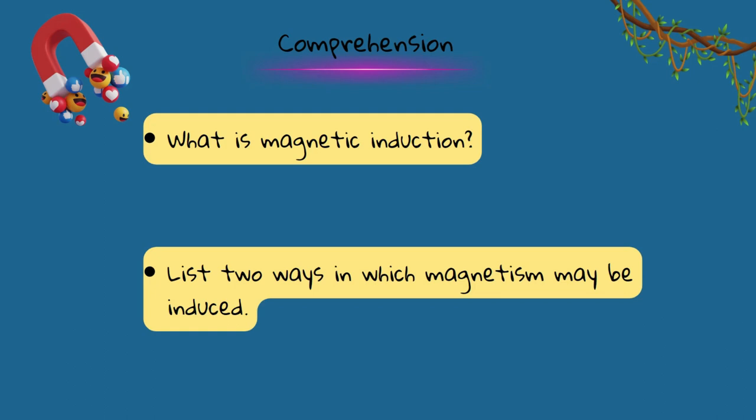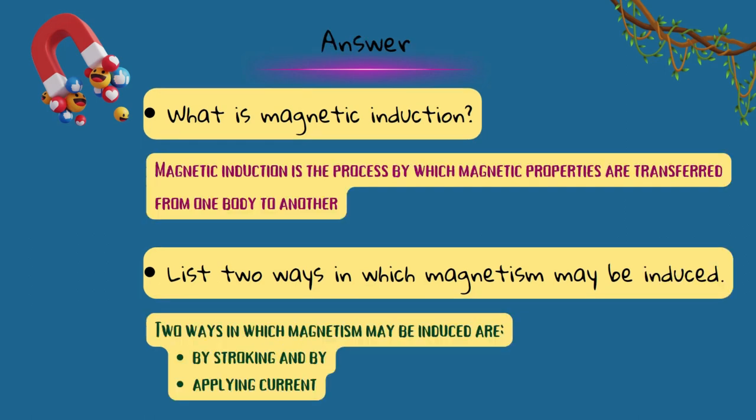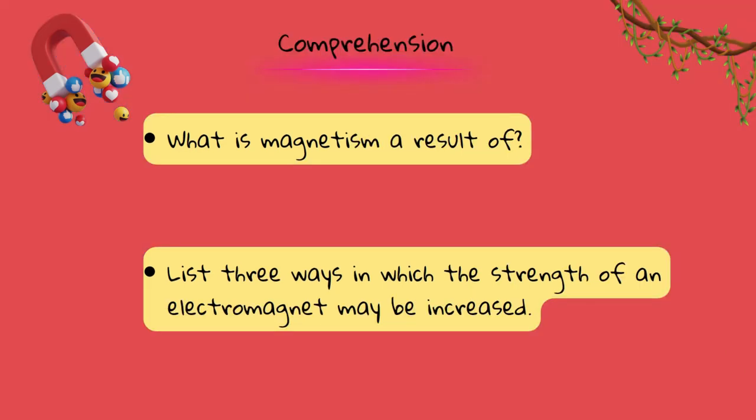What is magnetic induction, and list two ways in which magnetism may be induced? You may pause this video to answer these questions. Magnetic induction is a process by which magnetic properties are transferred from one body to another. Two ways in which magnetism may be induced are by stroking and by applying current to a metal that can be magnetized.